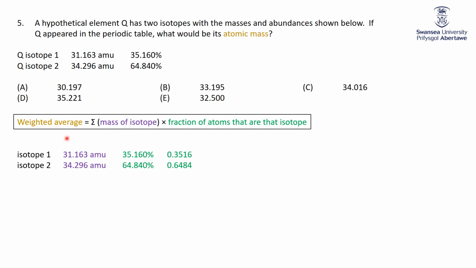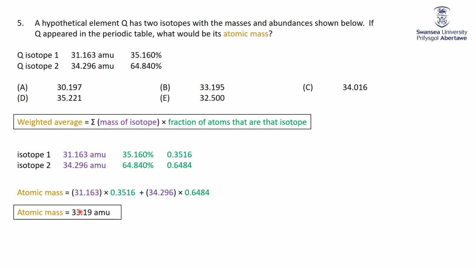Just using this equation, popping in what we know, we get an atomic mass of 33.19 AMU. Remember, the atomic mass is that weighted average where we take each isotope, multiply it by the fraction associated with that isotope, and then add all those up. That's what that funny little sideways M sign means, that Greek capital sigma. Cool, so this is the fairly straightforward example.